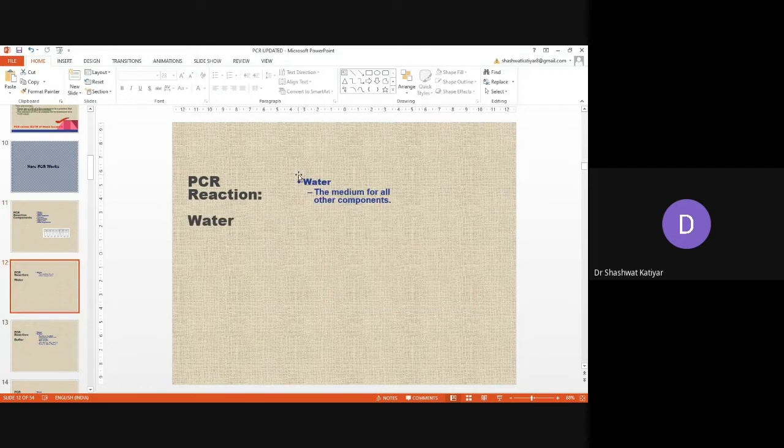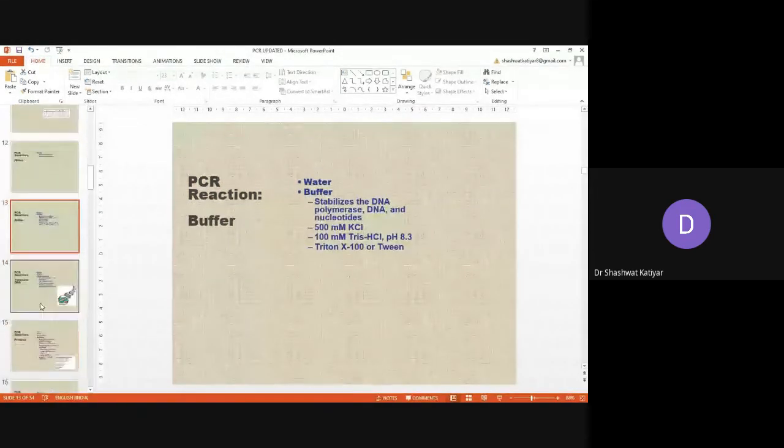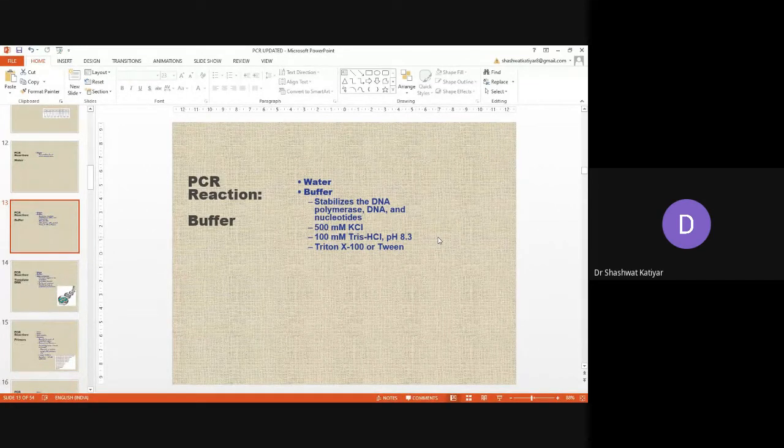Next is water, which will be charge-free, or ion-free, water. This is the medium for all of the components and all of the buffer, so that's why distilled water will be required. And then the buffer, which can stabilize the DNA, can also be used for the polymerase reaction, and is also used for the dNTP work.